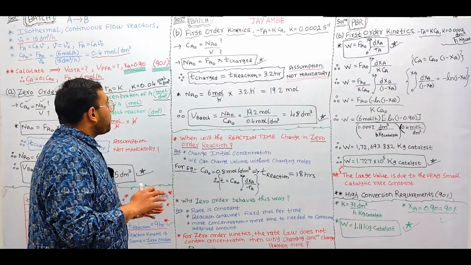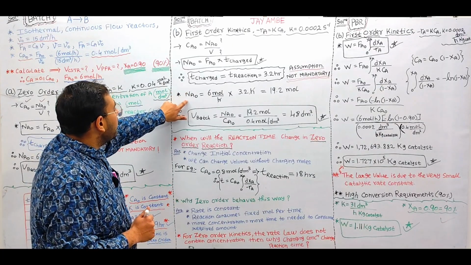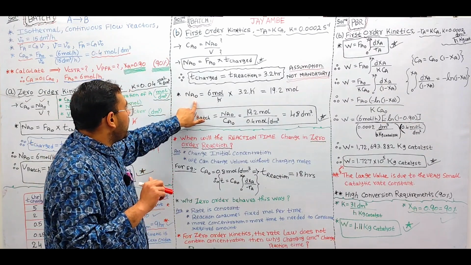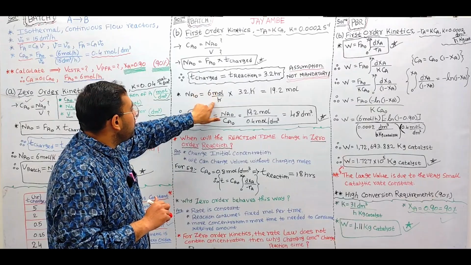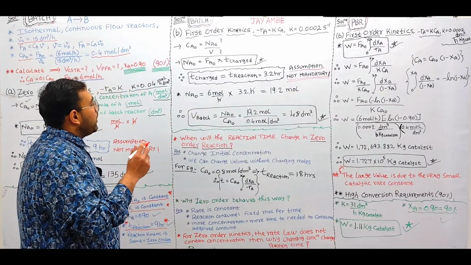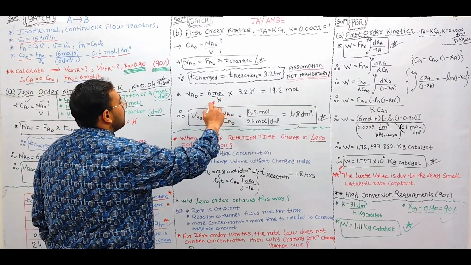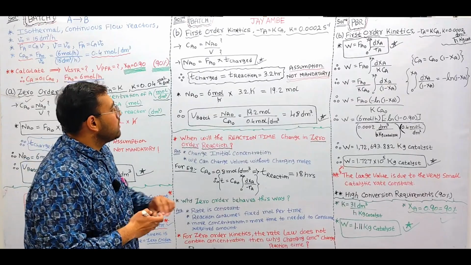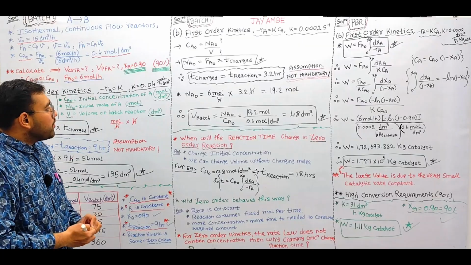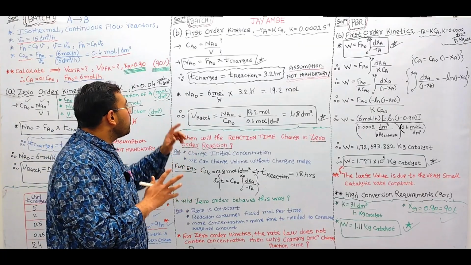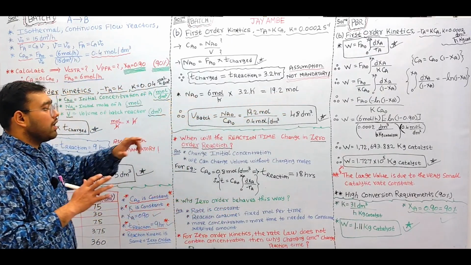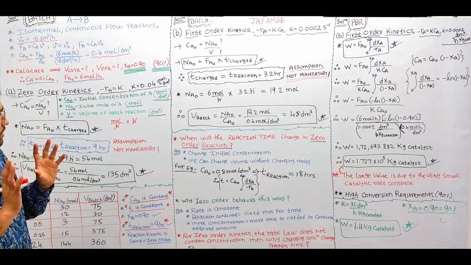right? So let's say we'll calculate the initial number of moles present in the reaction environment of the batch reactor, right? So molar flow rate is 6 moles per hour times the charge time, which is equivalent to 3.2 hours, right? From the numerator and denominator, the hours will get cancelled off and we'll get the answer as 19.2 moles, which means initially in the reaction environment of the batch reactor, we have 19.2 moles of reactants present.